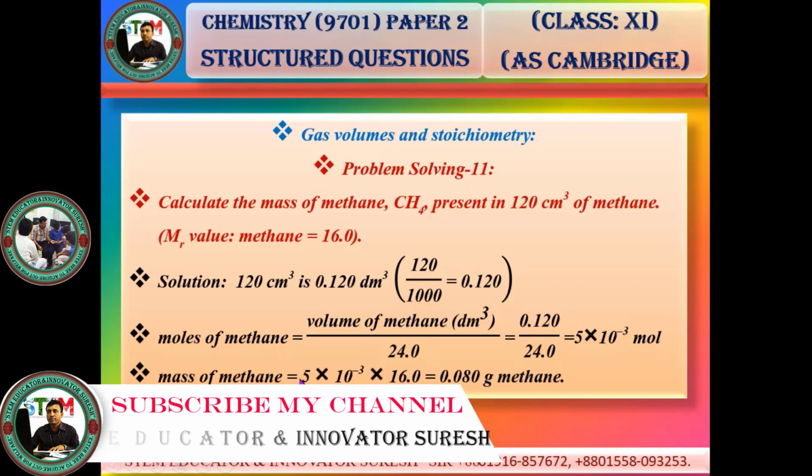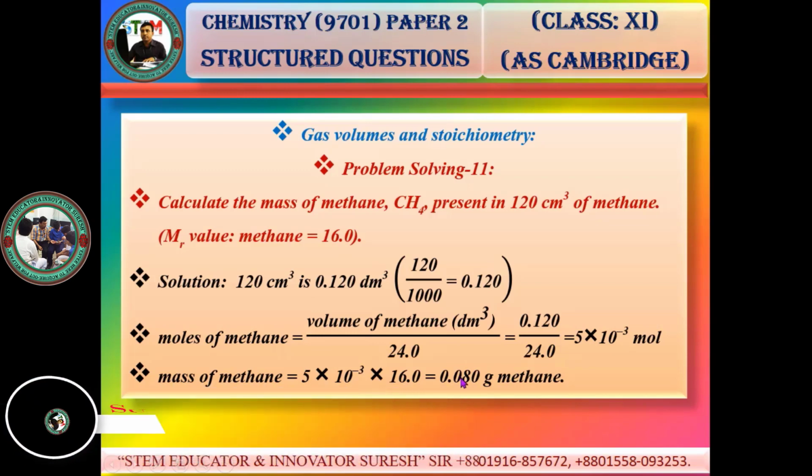Mass of methane will be now what? This is the number of moles and this is the relative molecular mass. Multiply each other to find out the mass of methane. Okay, so 0.080 gram methane is present here. Okay, I think all of you are getting me. Are you with me? Yes, all of you are understanding, no doubt.